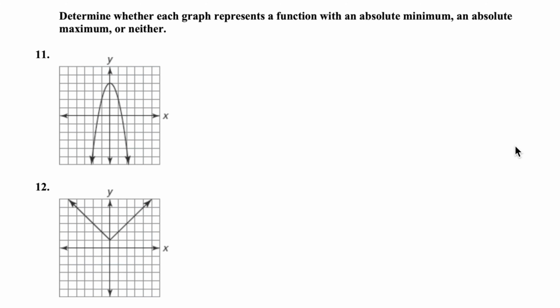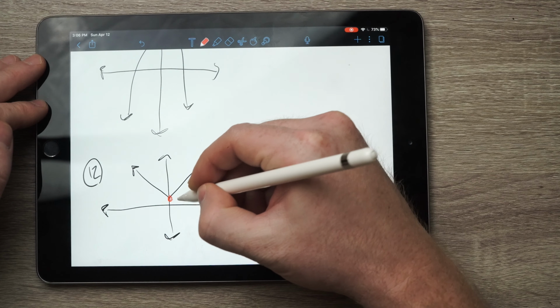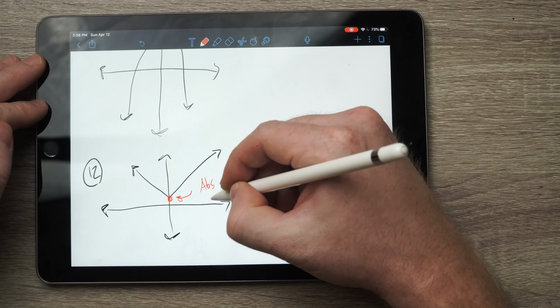Number 12, same style question, but a different graph. An absolute value graph here, where they're asking us to identify that it does have here an absolute minimum value. So that's a pretty straightforward question.